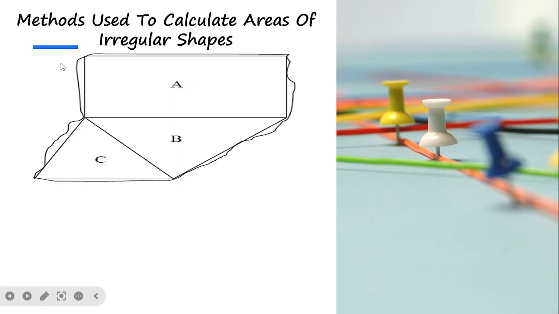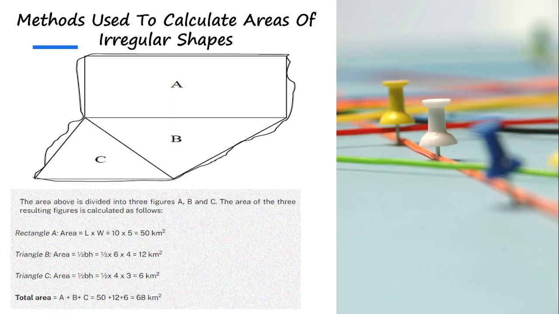So we've divided it into three figures, these three regular shapes: a rectangle, a triangle, another triangle, and a rectangle. The area above is divided into three figures, A, B, and C. The area of the three resulting figures is calculated as follows.